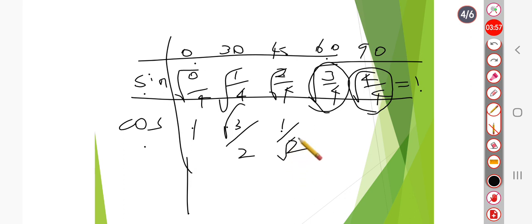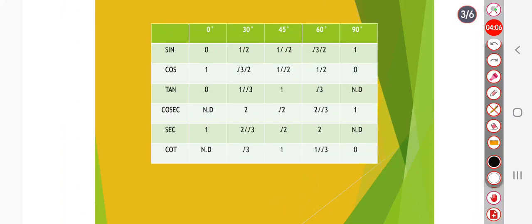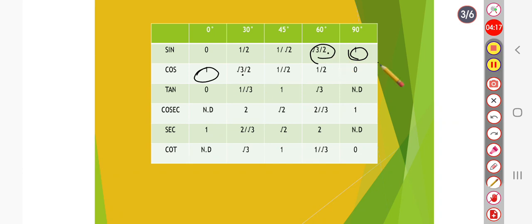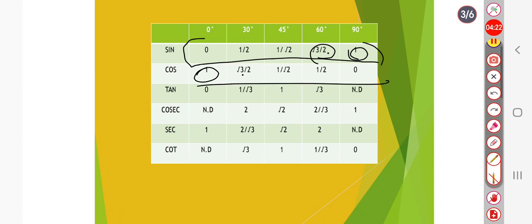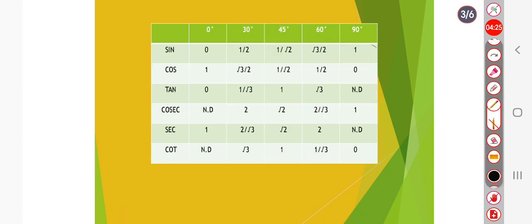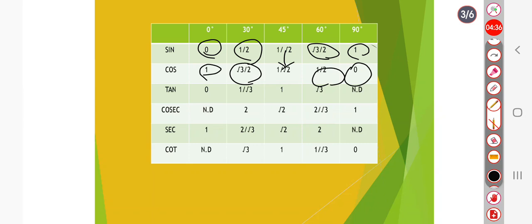Oh, 1 by root 2. Yes, this value will come here, 1 by 2. This value will come here, 0. Check it here. The last value present here, I'm sorry, the last value present here will come here. Then this value will come here. The exact reverse order of this will be this, right? So see here, this value comes here, this value comes here, this value comes here down as it is, this value comes here, this value comes here, right?